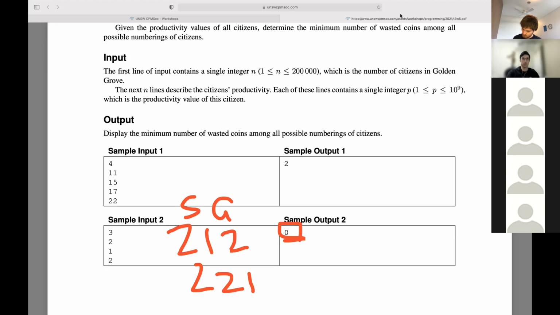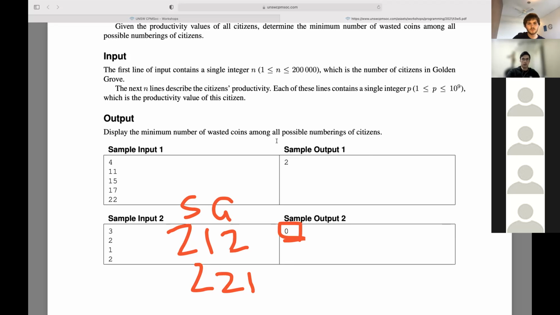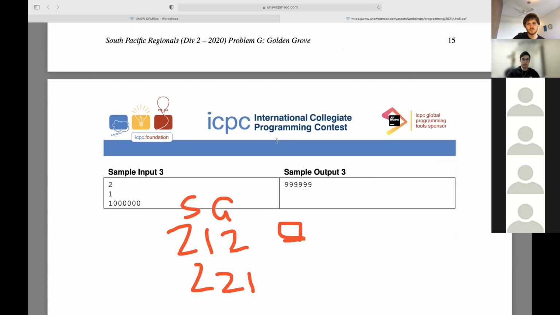Any more samples? Okay, so in that one, the order is basically fixed. You can do it either way, and in either case, the absolute difference is 99999. That's very interesting.